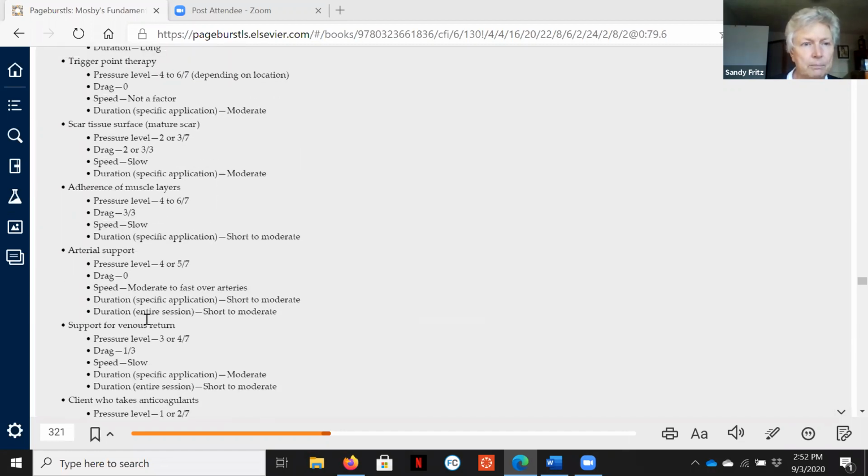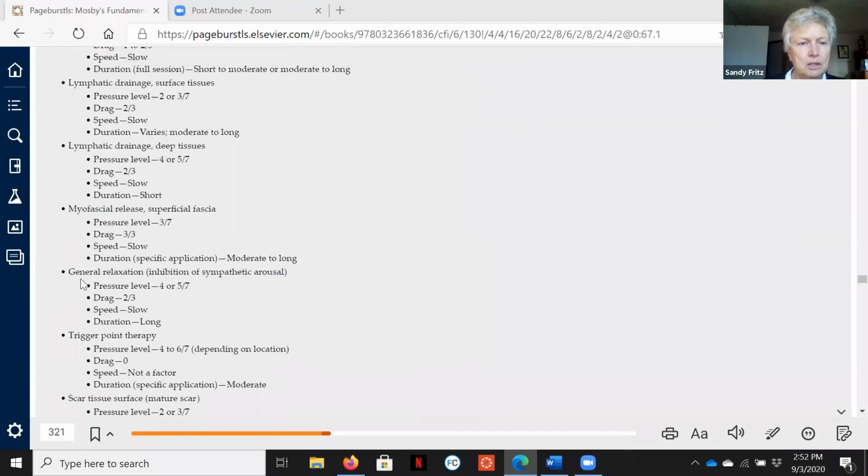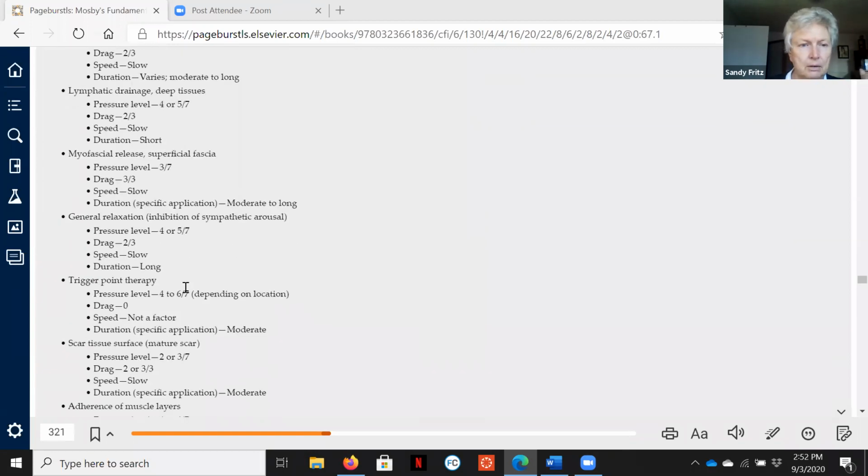Whereas if we go up here to an outcome of general relaxation, inhibition of sympathetic arousal, our pressure levels are 4 to 5 on a scale of 7.